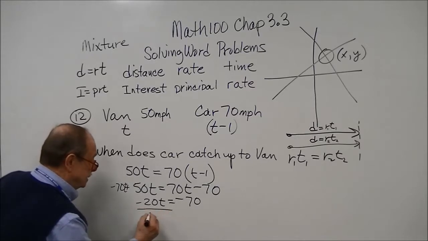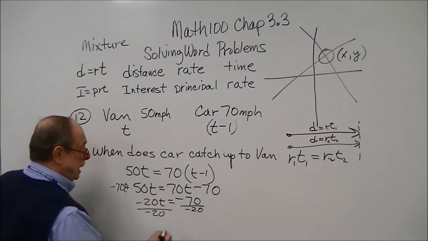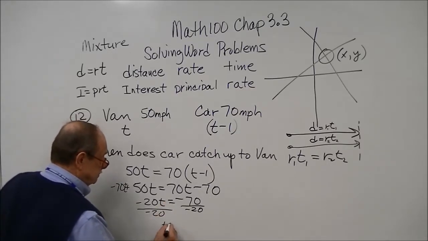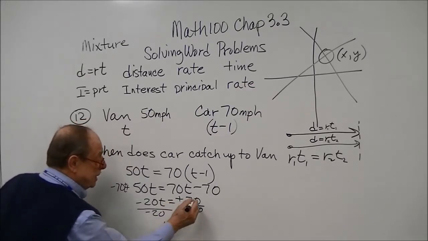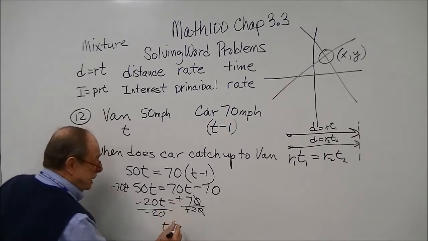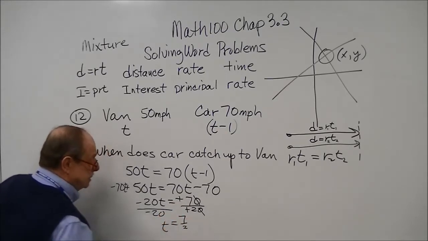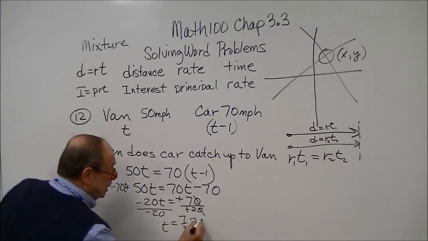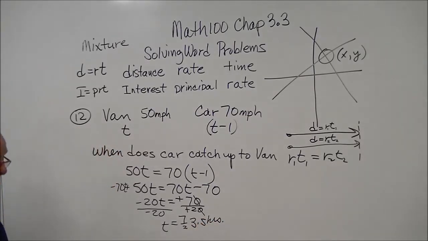Now I'm going to divide both sides by negative 20. And this gives me a positive. Notice this negative divided by a negative, and I can just cancel these out. I get time is 7/2. But what is 7/2? That's 3.5 hours.